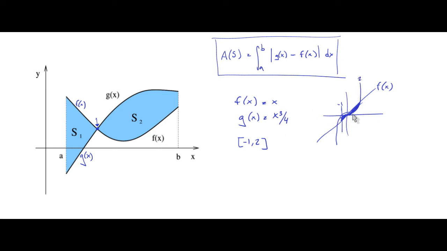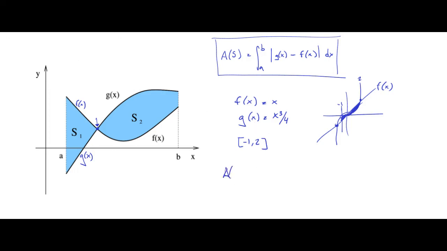How do I know this? Let's see where these two functions are equal. Where is x equal to x cubed over 4? That is equivalent to x cubed minus 4x equals 0, which is equivalent to x times (x squared minus 4) equals 0. The solutions are x equal to 0 and x equal to plus or minus 2. So these are the 3 points of intersection. Between minus 1 and 0, g, the cubic polynomial, is greater than f, and between 0 and 2, f is greater than g.